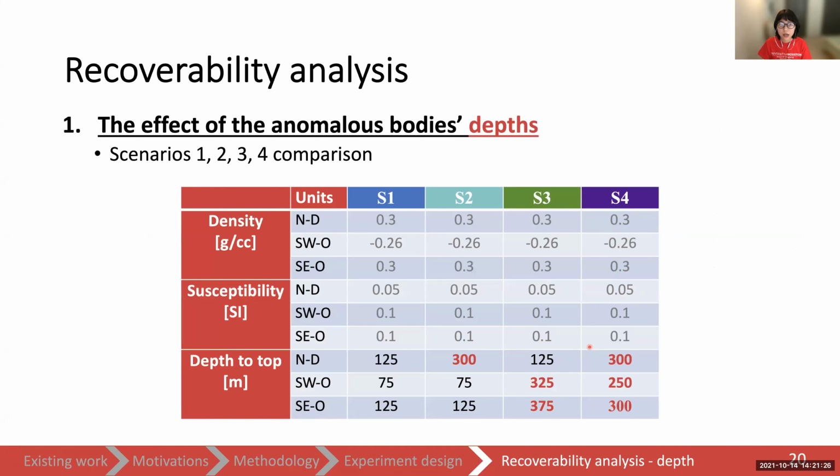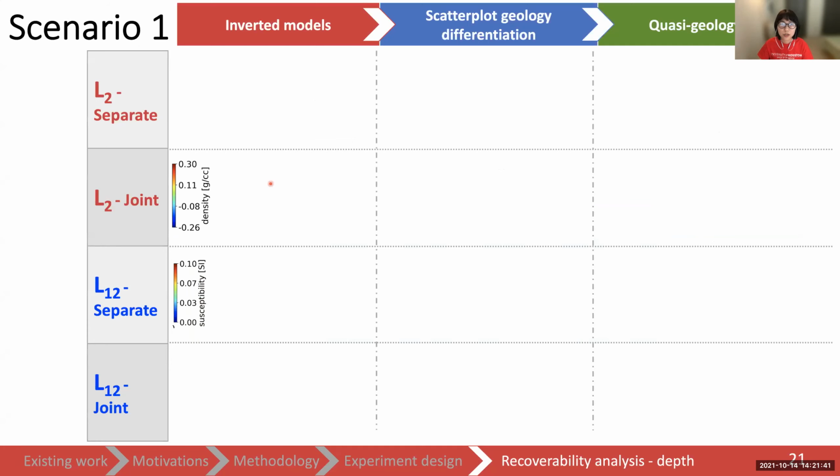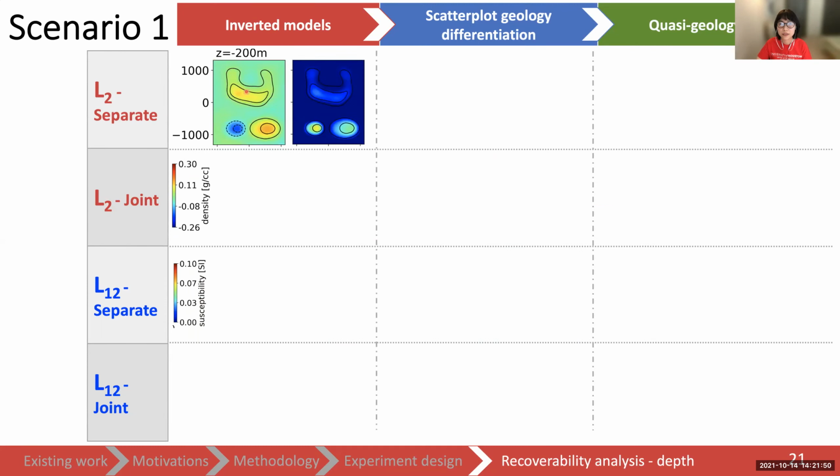Firstly, to investigate the effect of buried depths of the source body, we will compare scenarios 1, 2, 3, and 4, where they share the same physical property relationships but with different depths. Specifically in scenario 1, we have performed 4 different geophysical inversions. And here are the L2 norm separately inverted density and susceptibility model cross-sections at 200 meters depth.